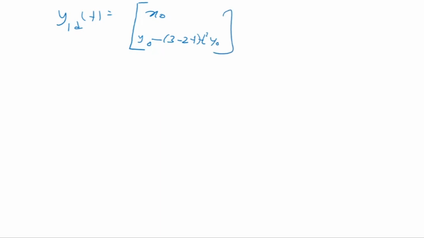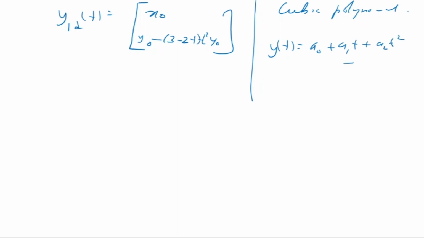How did we get this? Just to sidetrack, we are fitting a cubic polynomial to the trajectory. So y in terms of time t is equal to a0 plus a1 t plus a2 t squared plus a3 t cubed. This is a cubic polynomial I'm fitting onto the y. X is a constant, x is x0 only. And I'm putting initial conditions. Initial condition would mean that it is starting from some value of y initial.